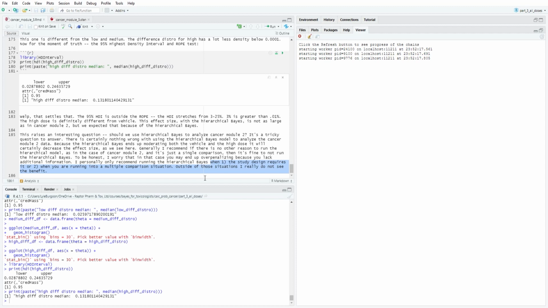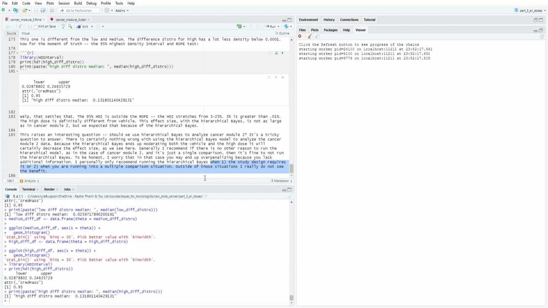So I stand by the code we made for Module 2. That is how I handle that situation every single time. But when I have more information, because I am running a multiple comparison, I will run a hierarchical Bayes. I will also run a hierarchical Bayes if I have a 2-group comparison where the study design requires it.